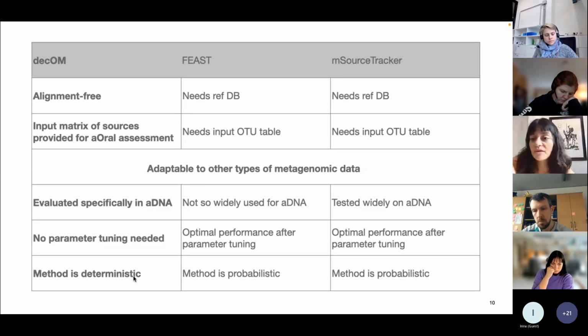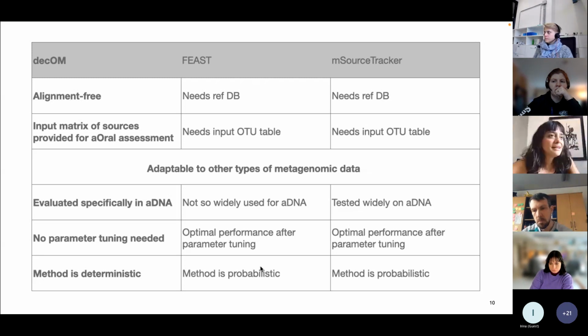decOM is a deterministic method. As I mentioned, it's just counting, and FEAST and SourceTracker are probabilistic. They're Bayesian methods, and so they might give you very different results if you run them with the same parameters and the same input data. The variation in the output depends on the method and the input data, of course.